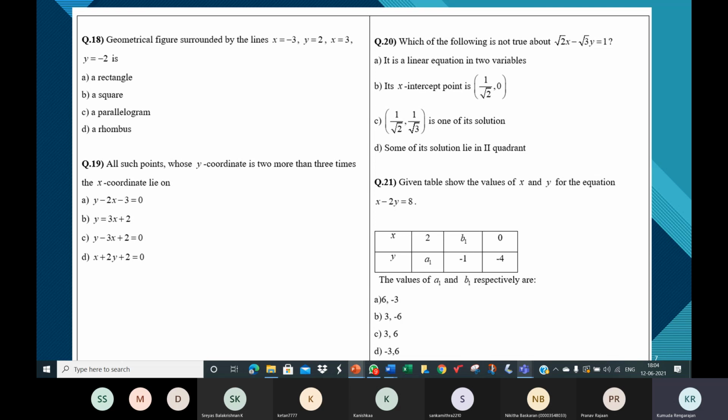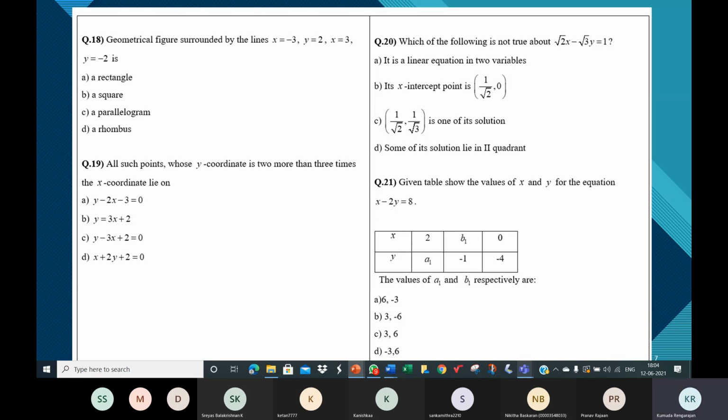So since the corners are right angles, it cannot be a parallelogram or a rhombus. It has to be a rectangle or a square. And it is a rectangle because only opposite sides are equal. So to understand that better, please help yourself by making the graph.